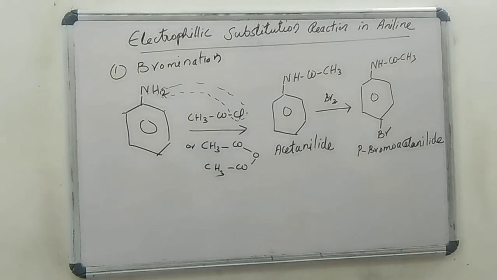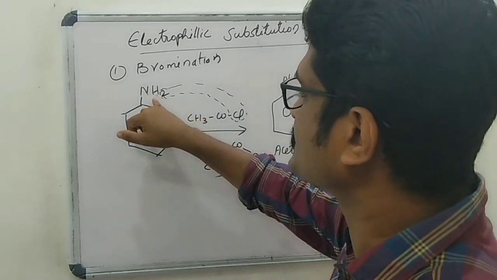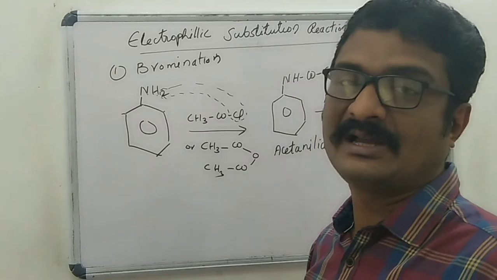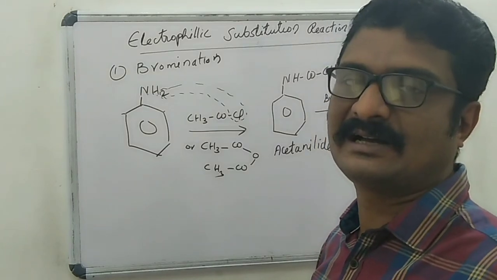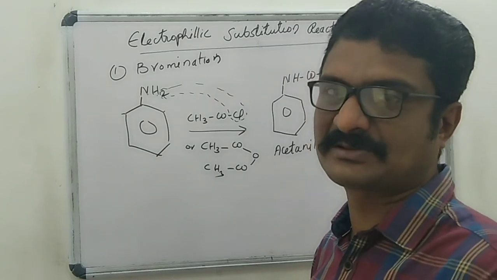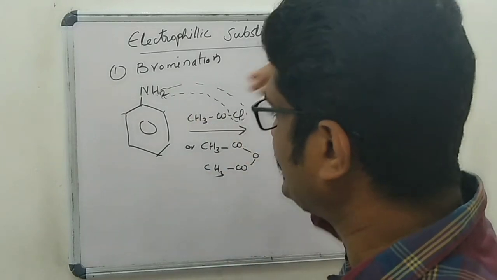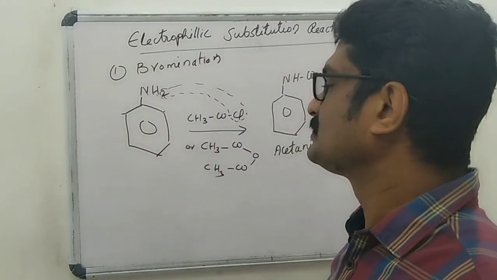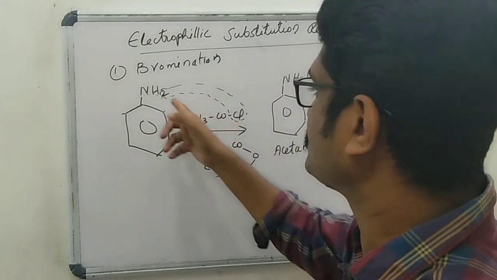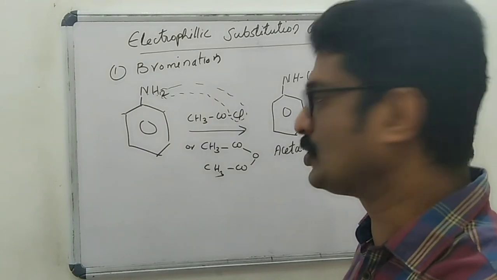So here we convert this NH2 group to NHCOCH3 group. Hence, the activity of the amino group is reduced. That means we protect the amino group by treating with the acid chloride, acetyl chloride.